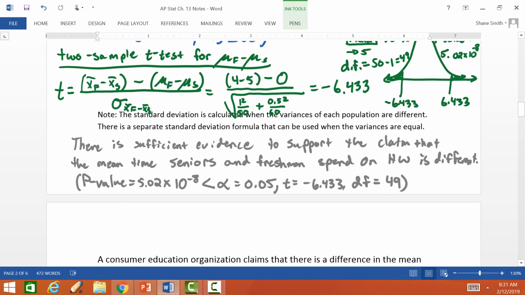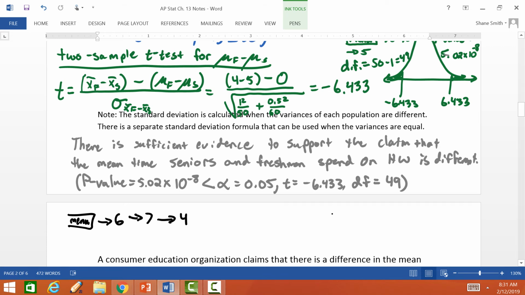So take your TI Nspire, and what I want you to do is press menu. Go to menu, and we're now going to go to statistics, which is option 6. Then we'll go to stat tests, which is 7. And we want a two-sample t-test, which is option 4.